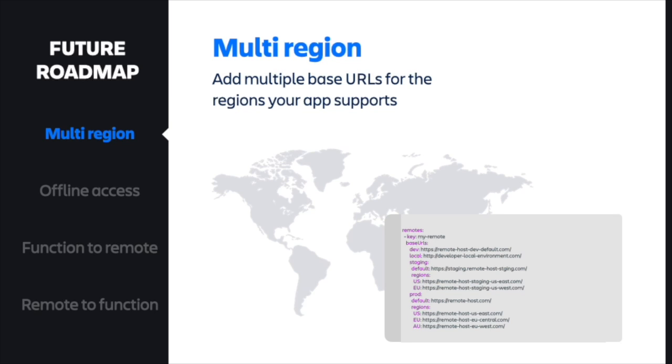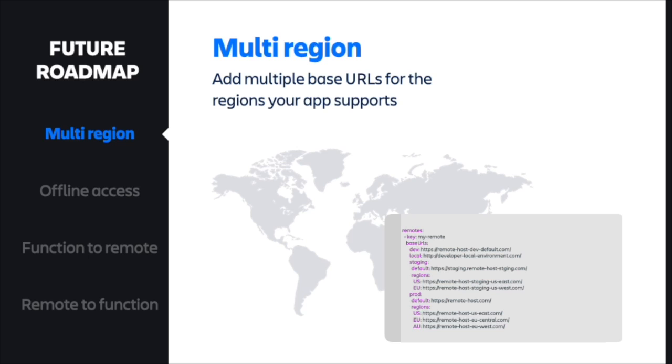The first one is support for multi-regions. So even though the remote invocations don't use a Forge Lambda, they still go via our Forge invocation services. That's so we can add those headers in for auth and things like that. And currently, they all run out of US West 2 in Oregon.